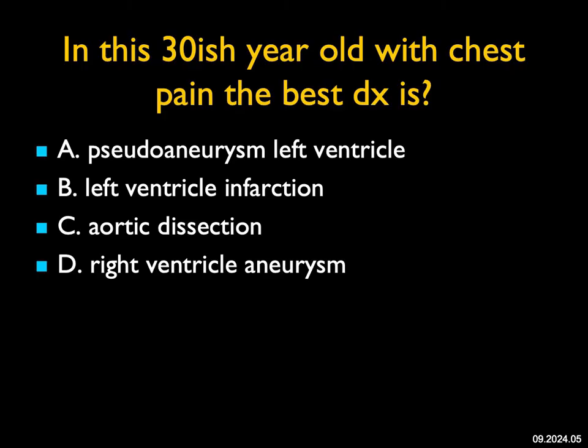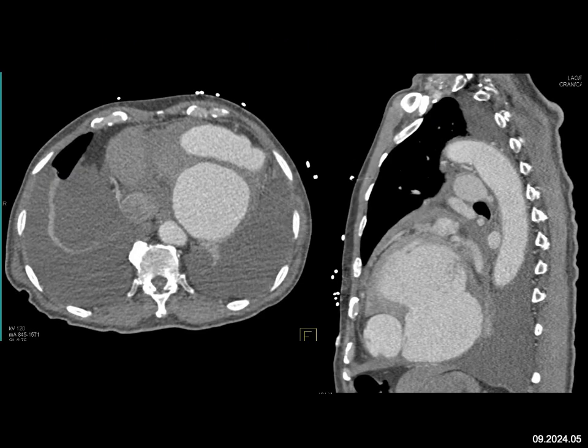In this 30-ish-year-old with chest pain, the best diagnosis is, when you look at this, you begin to try to figure out the pleural effusions, the consolidation, but then you look at the heart. What's that bulging coming anterior from the heart? And you can see on the sagittal view, it's really coming off the left ventricle. The left ventricle has this large bulge with a thin wall.